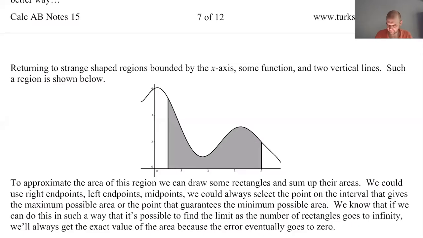All right, we're back. We're on page 8 of Calc AB Notes 15. We're looking for a better way than actually writing a Riemann sum every time, taking the limit of the Riemann sum every time. So what I want to do is return to the idea that all of the Riemann sums we've been taking the limit of have been right Riemann sums. But we know other types of sums, right? We could take a left Riemann sum, a midpoint Riemann sum.